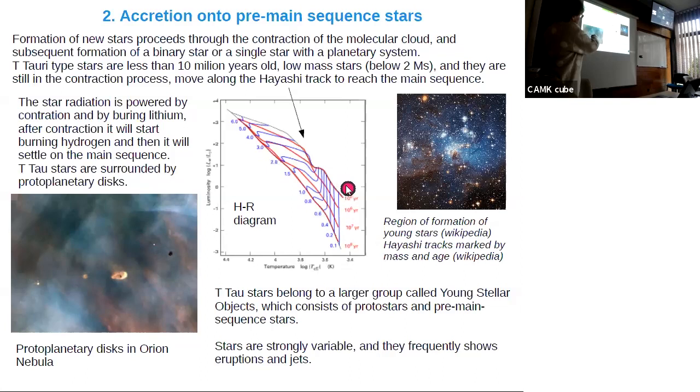They go down along this Hayashi track, because they contract. They do not change the luminosity that much, but certainly they change the temperature. They become hotter. So the radiation of those stars is powered first by contraction of the star, and mostly on this track by lithium burning. They already start burning, but it's not hydrogen burning, and the amount of lithium is small. So this part of evolution takes, let's say, a few million years.